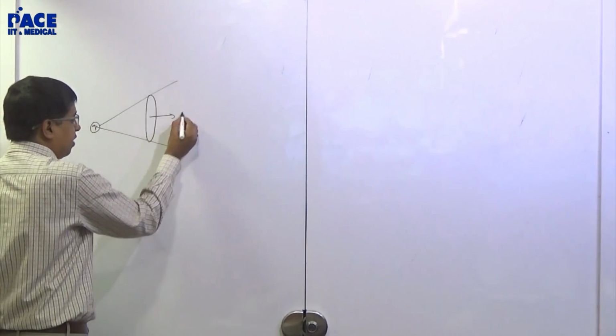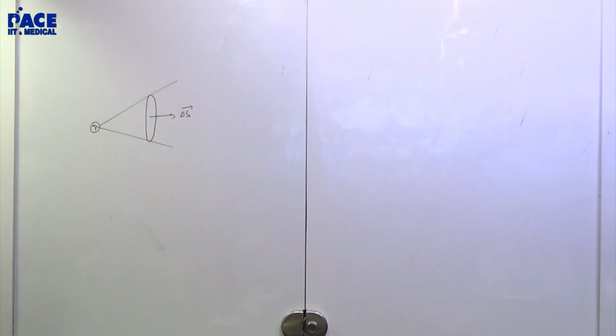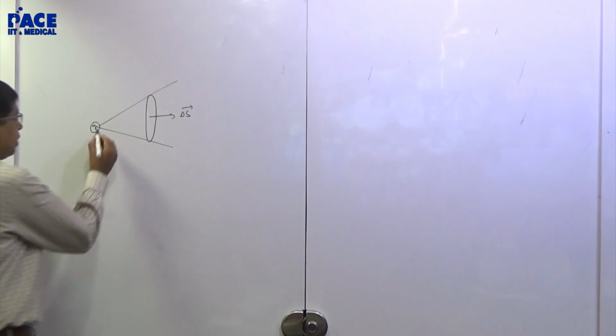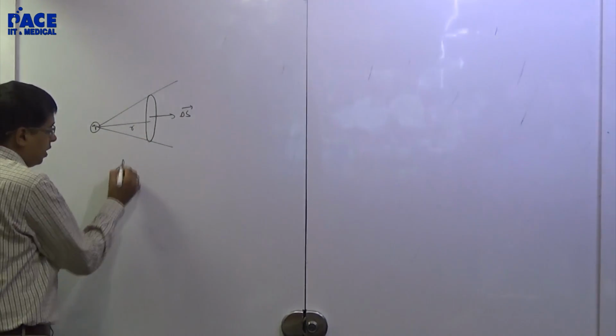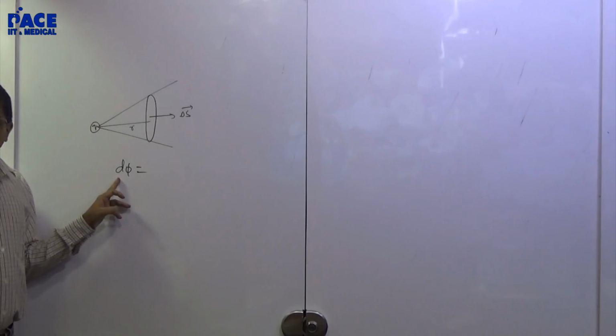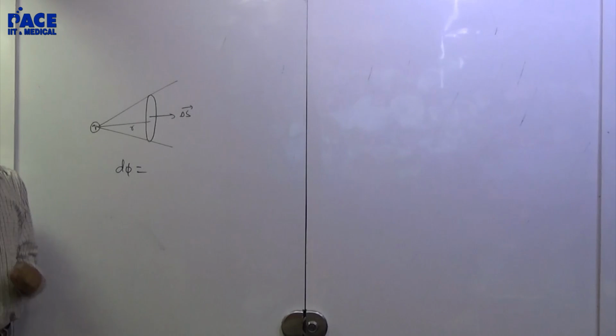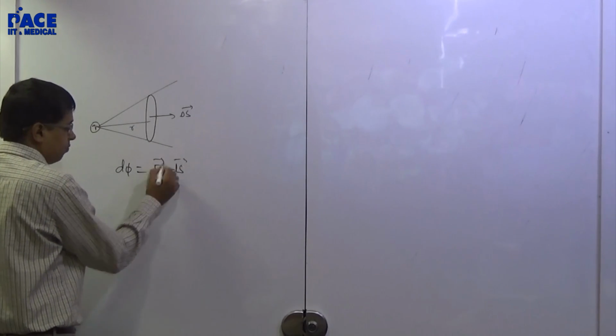I have an area vector delta S. I have a charge q placed here. This distance is r. What will be the flux through this particular surface? Flux is phi. Flux through a small surface will be d phi. The flux will be E dot ds.